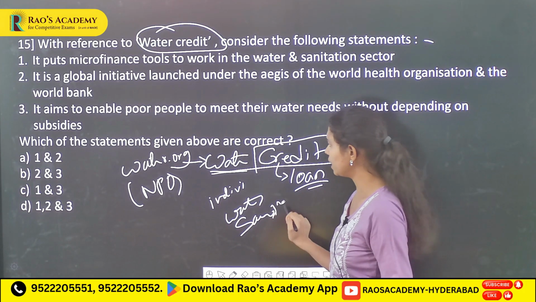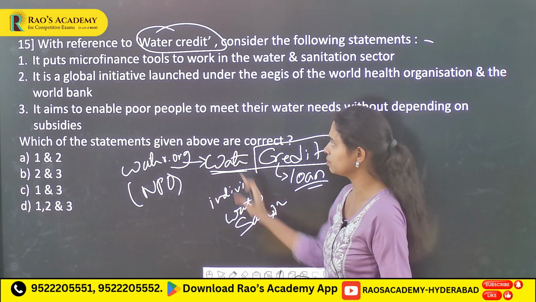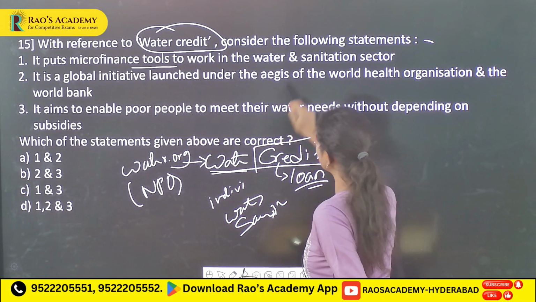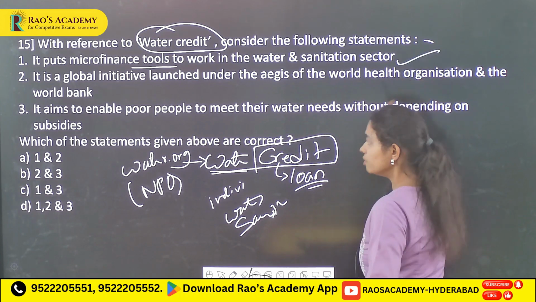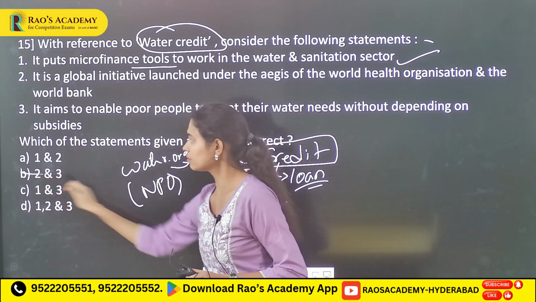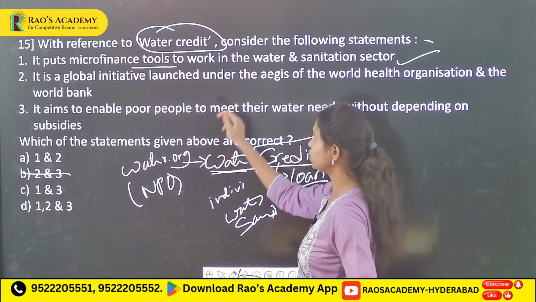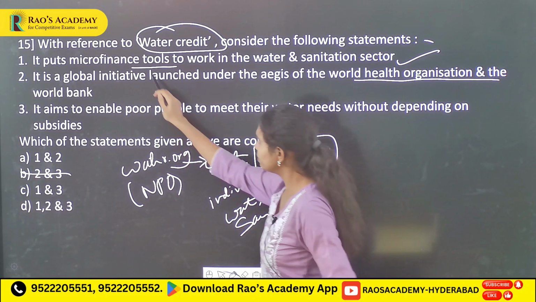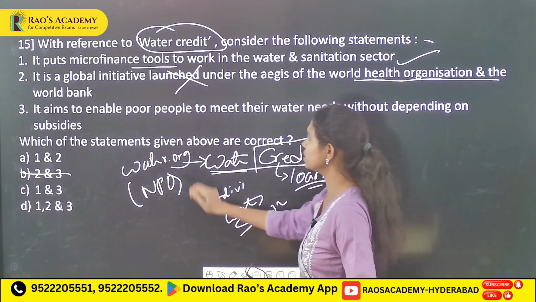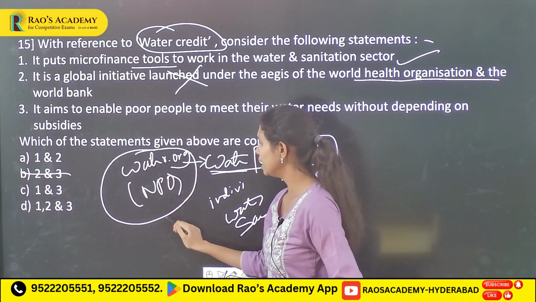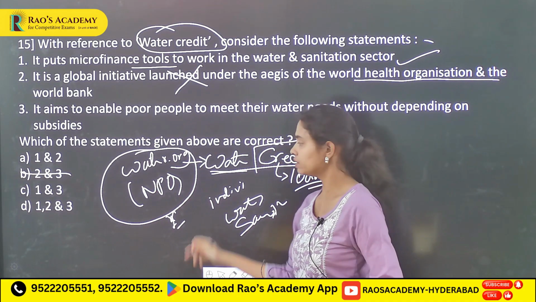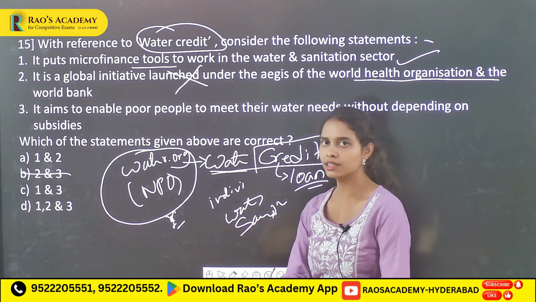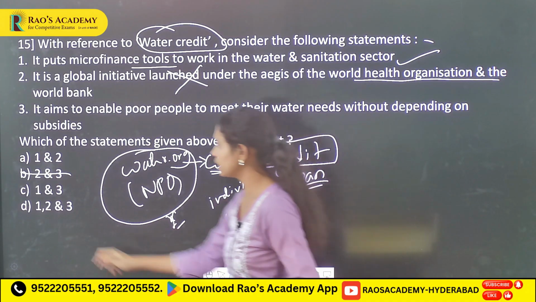So with regard to this particular background and concept, let's see the different statements. It puts microfinance tools to work in the water and sanitation sector, which is a directly correct statement. Then, it is a global initiative launched under the aegis of the World Health Organization and World Bank, which is directly an incorrect one. It is because it is Water.org, a non-profit organization, which has started this WaterCredit initiative, but not the World Health Organization and the World Bank. So the second one is an incorrect one.